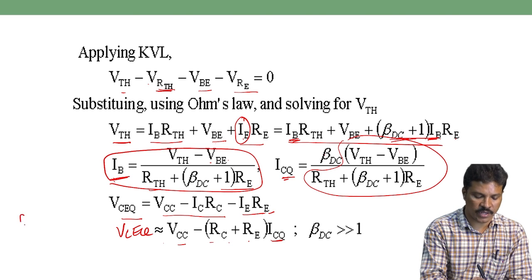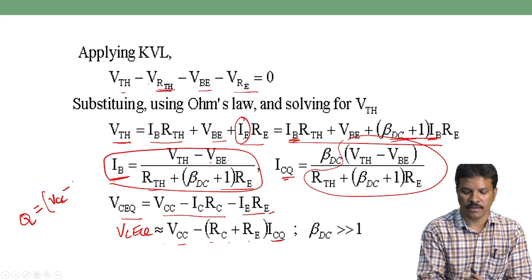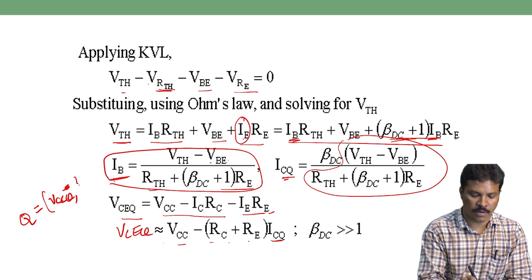So the Q point for the voltage divider bias is VCEQ, ICQ.